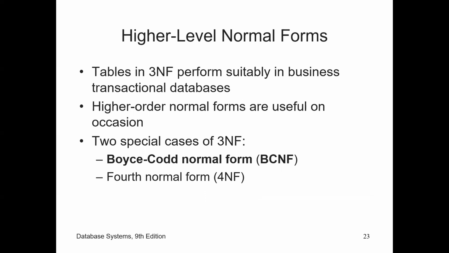Higher level normal forms. Tables in third normal form will perform suitably in business transactional databases. However, there are occasions where higher normal forms are useful. Two special cases of third normal form include Boyce-Codd normal form, BCNF, and fourth normal form.